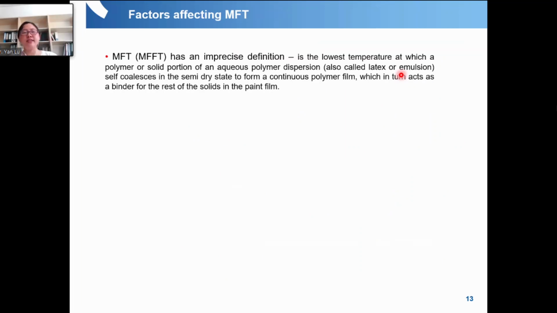If you look into the definition, the MFT has a somewhat imprecise definition. Normally you can define it as the lowest temperature at which a polymer or the solid portion of an aqueous polymer dispersion will self-cohere in the semi-dry state to form a continuous film. This film can, in some cases, act as a binder for the rest of the solids in paint films. But this is an imprecise definition.